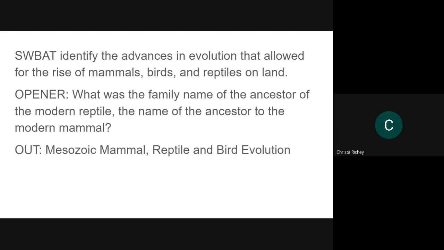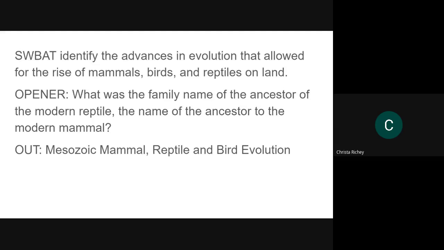For the opener, the modern reptile, anything from a gecko to a green anole to a crocodile, had a specific common ancestor. Do y'all remember what that thing was called? It didn't start with a C, not this one. I don't remember. The ancestor to all dinosaurs, all birds, all reptiles, or anything related to said reptiles, is called an archosaur.